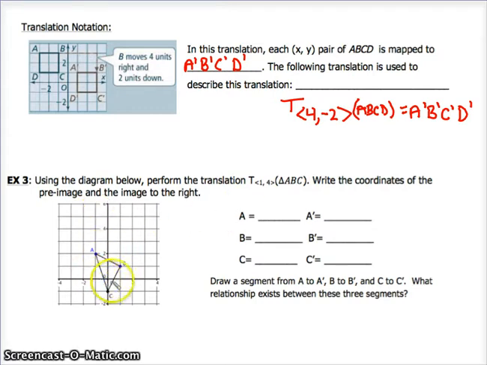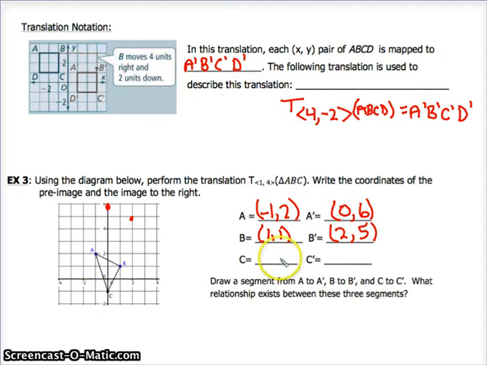So let's start with A. The original coordinate is -1, 2. After I move it to the right 1 and up 4, I'm now left with the ordered pair 0, 6. Okay, moving on to B. I move it over 1 unit and then up 4 units. 1, 2, 3, 4. The original was 1, 1. B prime is now 2, 5.